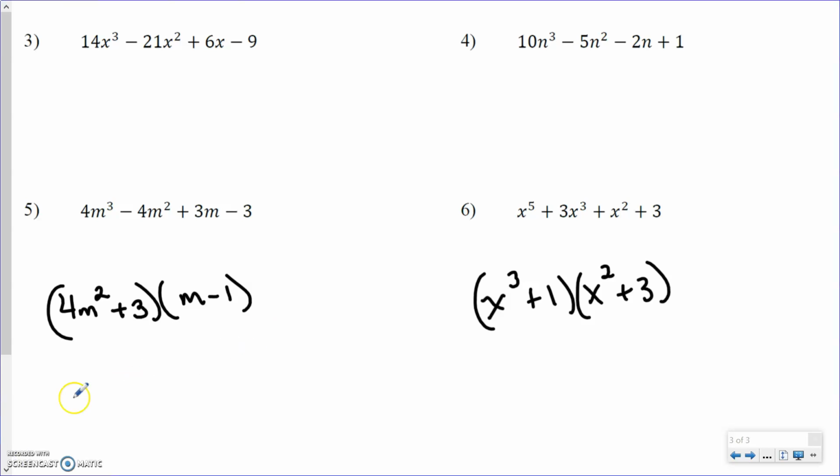Okay, and here are your final answers for those last two. Remember, you can switch the order, so you could put the m minus 1 group first, and then the 4m squared plus 3 second. So go ahead and check those answers.